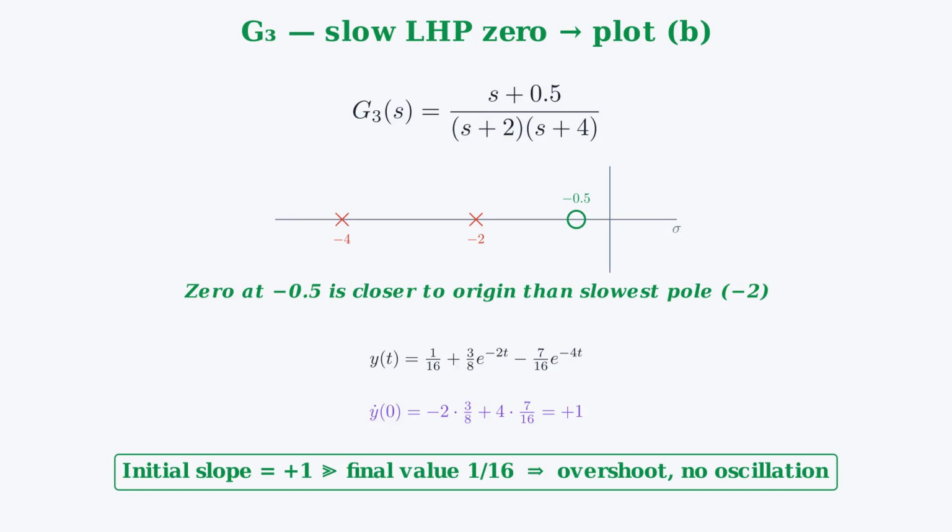So the response shoots up with slope 1, much faster than the final value of 1/16 would suggest. The response overshoots its small final value, then comes back down. Plot B matches: a quick rise, a peak well above the final value, and a smooth monotonic decay back to it. No dip, no oscillation. Answer. g3 corresponds to plot B.